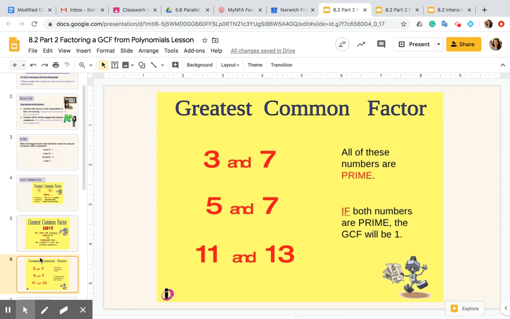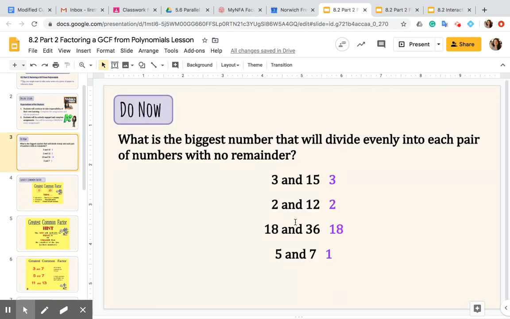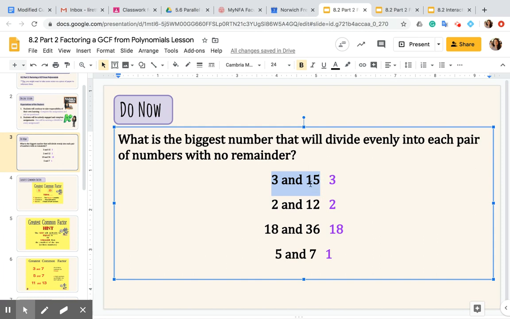All right, so a few more tips. So your greatest common factor. If all of the numbers within a group are prime, then your GCF will be 1. So let me go back to that slide again. And you may want to do some review on what a prime number is. So in this first group of numbers, 3 is prime, but 15 is not. So my GCF, I was able to determine that it was this number right here.